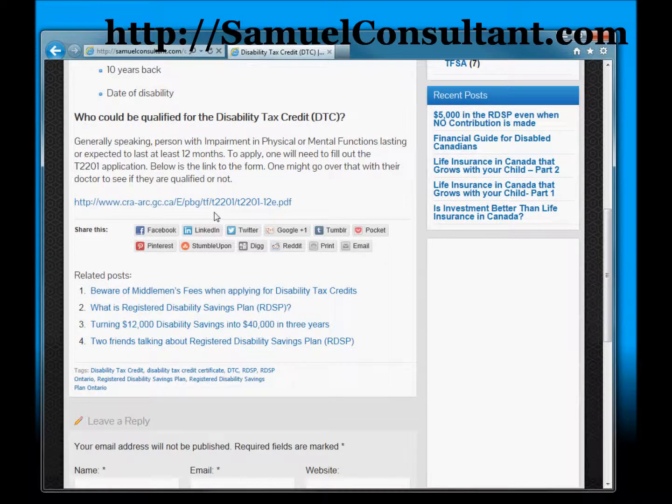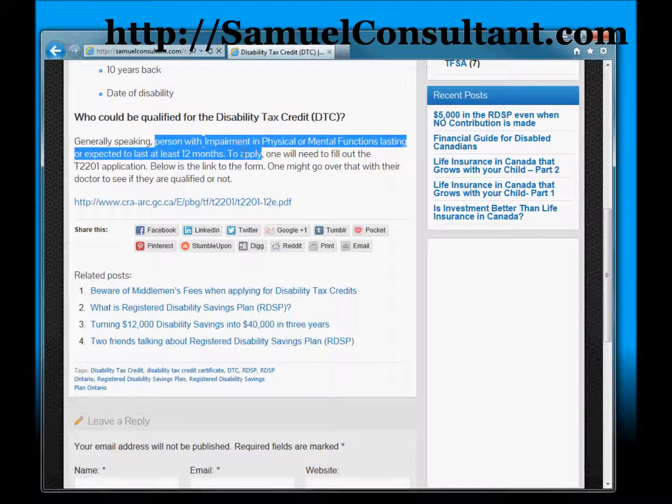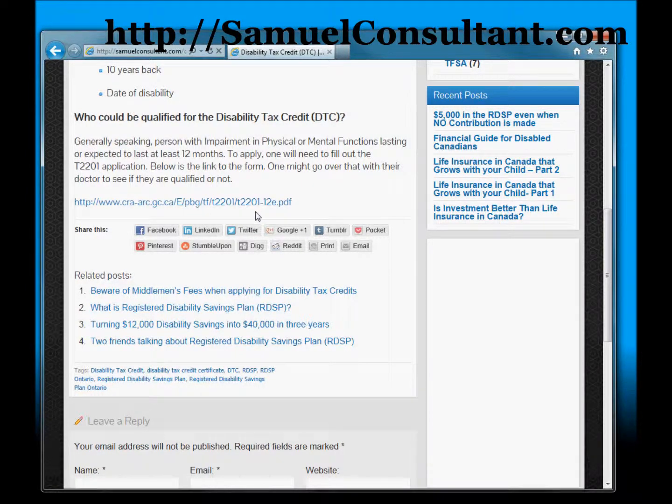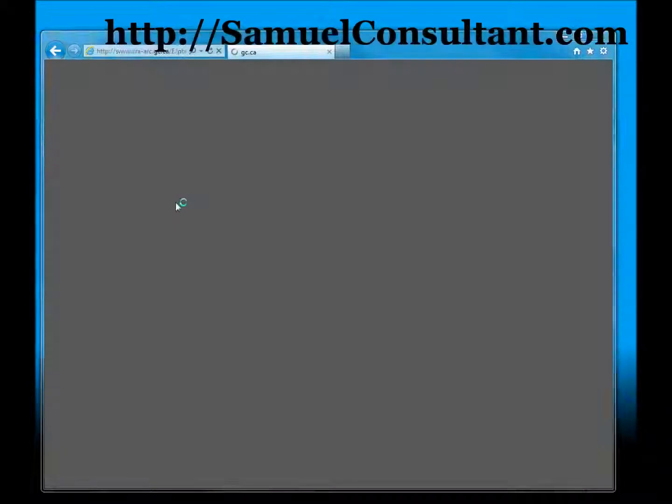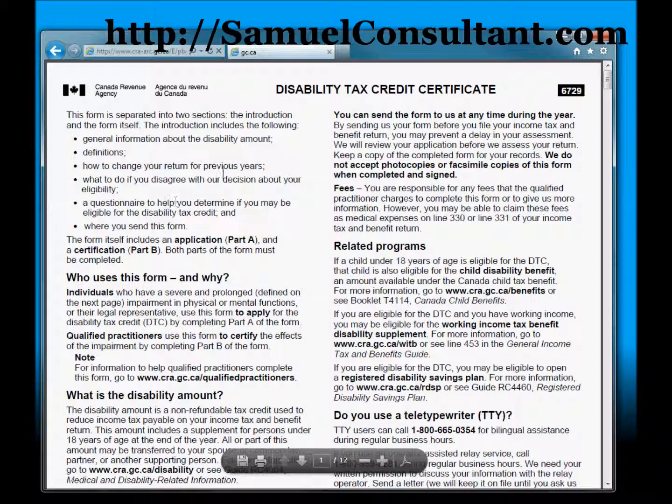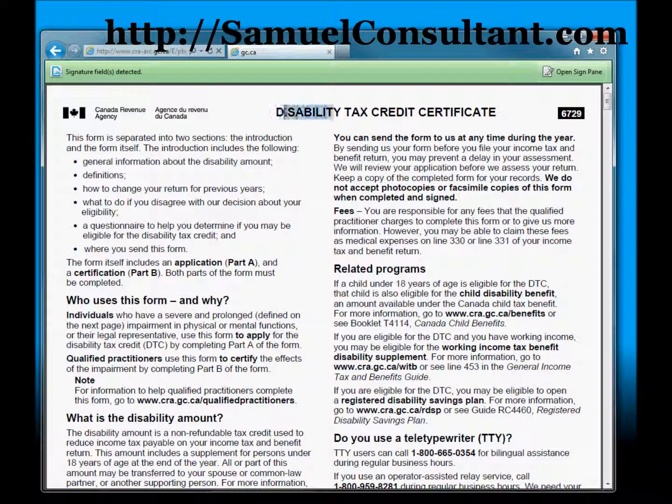So basically, who will qualify for the DTC? Generally speaking, a person with impairment in physical or mental function lasting or expected to last at least 12 months. And to apply, I've included a link to the CRA. You have to fill out the form T2201. So let's take a look. So that's the form to apply for the disability tax credit.